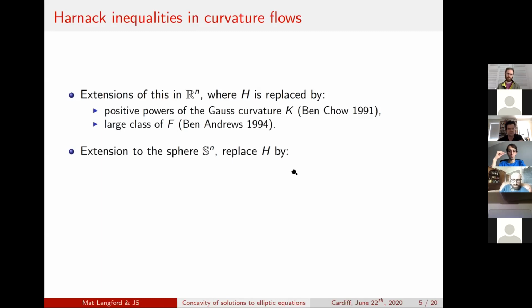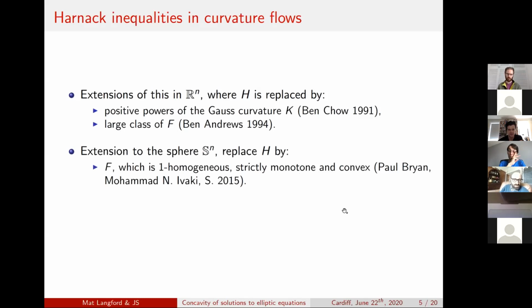Like four to five years ago, we had some extensions to the unit sphere, by myself together with my favorite collaborators, Paul Bryan and Mohammad Ivaki. We did that for curvature flows within the unit sphere. The ambient space is the unit sphere, and you have hypersurfaces in there flowing by such curvature flows with some assumptions. You need one-homogeneity, which is a very common assumption. You need strict monotonicity to get the ellipticity, or the parabolicity, of the flow, which is a necessary assumption.